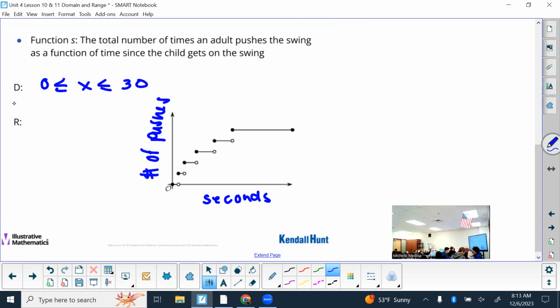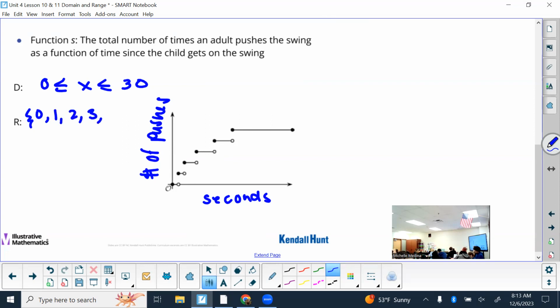And what's my smallest y value? 1. Are you sure? 0. And then could it be fractions? Can't have a fraction of a push. What's her maximum number of pushes? Or 0, 1, 2, 3, 4, 5. And it's all the whole numbers.